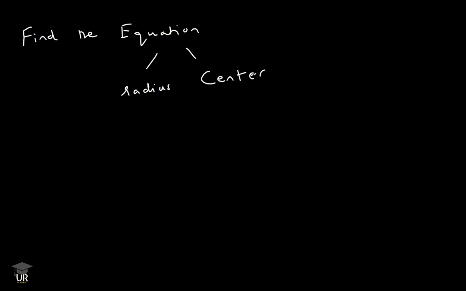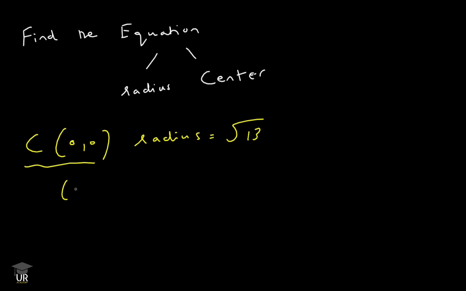So let's say the center of a circle is your origin, and the value for radius is, let's say, under root 13. This is the radius of my circle. So center origin है. So इसका मतलब ये हुआ कि this will become x minus h whole square plus y minus k whole square is equal to r square.